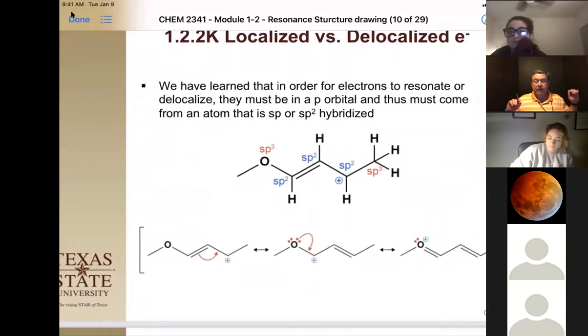Okay, our last thing I want to talk about is localized versus delocalized electrons. And the idea here is that if you have sp or sp2 hybridized atoms, you have that p orbital, right? And if those p orbitals line up with each other, they can share electrons with those p orbitals.